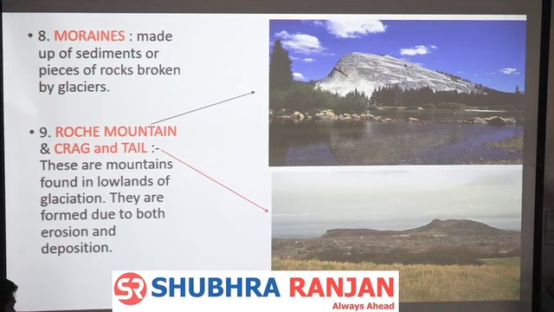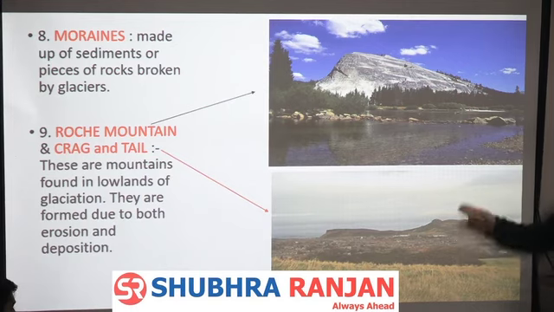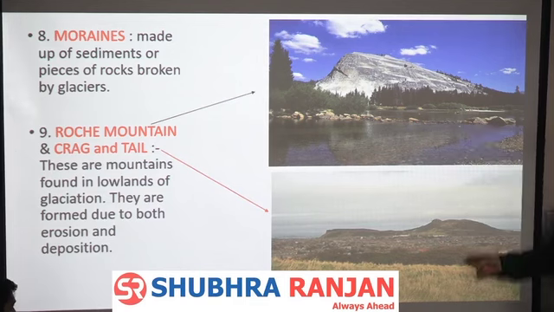Obviously ये फोटो देख के पता लगता है यूरोप का है. So this is, we will find that this is the temperate tropics, the crag and tail topography.